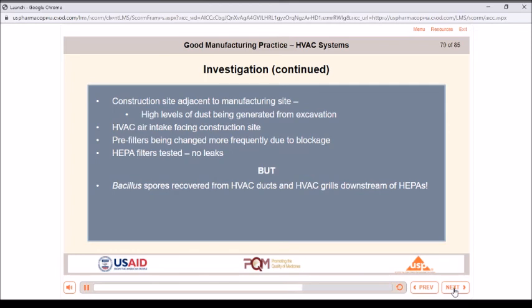The HEPA filters were tested to determine whether there were any leaks. No leaks were detected. However, swab samples taken from various locations downstream of the HEPAs showed the recovery of Bacillus spores both on the HVAC grills and in the ductwork downstream of the HEPAs in the grade D fermenter room, but not in the grade C purification suite.